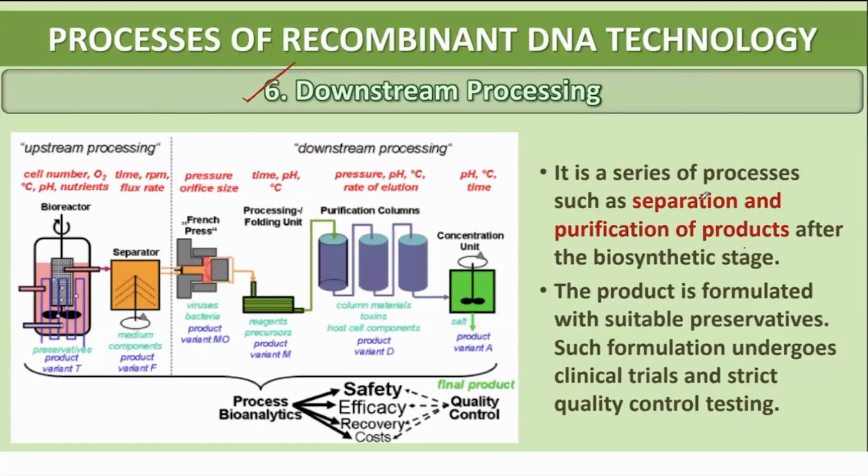So till now we have cultured them. We have found that the product is formed either in the cell or in the media. So based on that, we'll isolate either the media or the cell. Then after isolation of that, we'll start our downstream process. This is a series of processes such as separation and purification of product after the biosynthetic stage. So this process basically helps us to give a purified and better product.